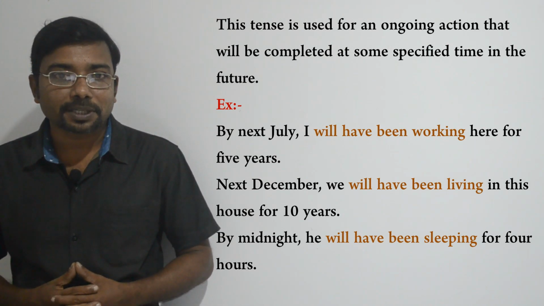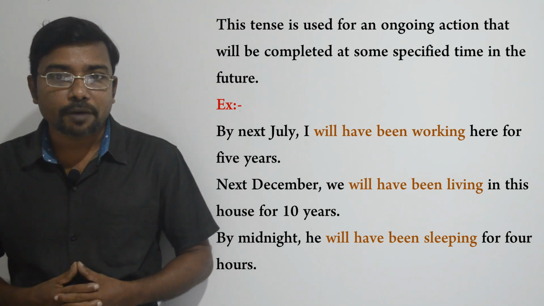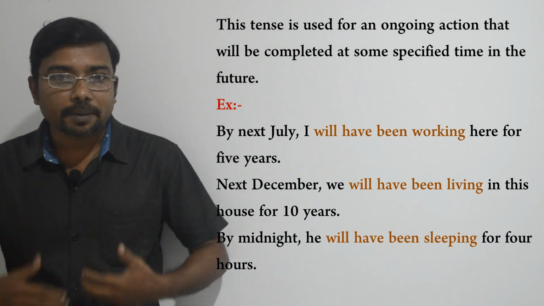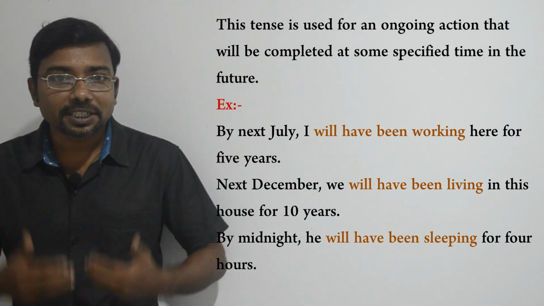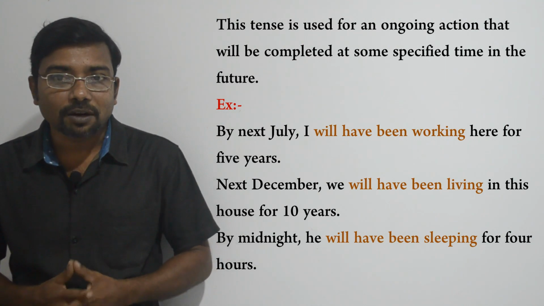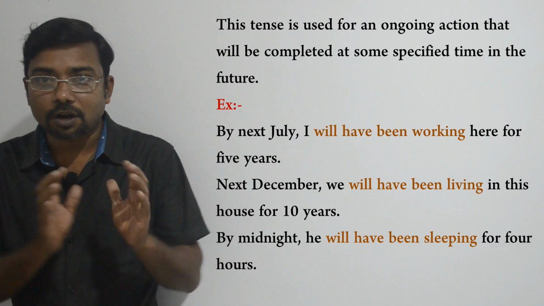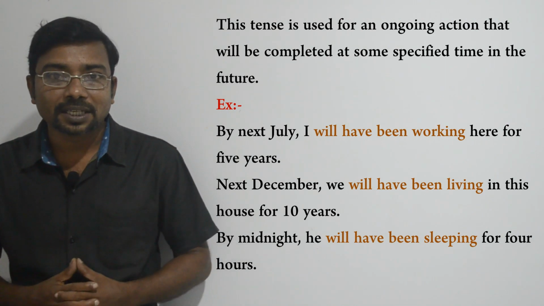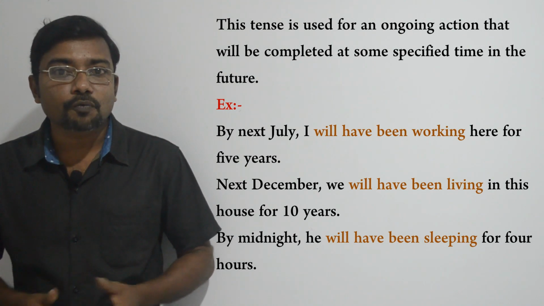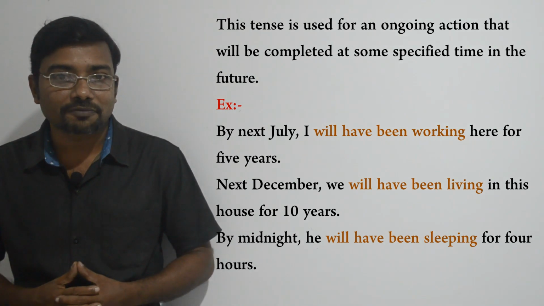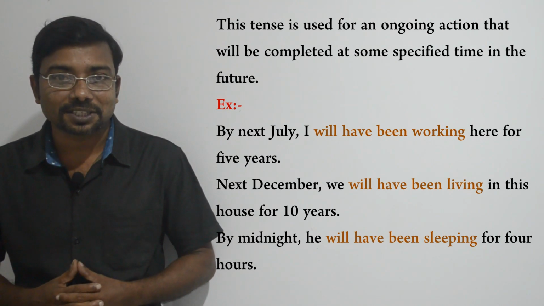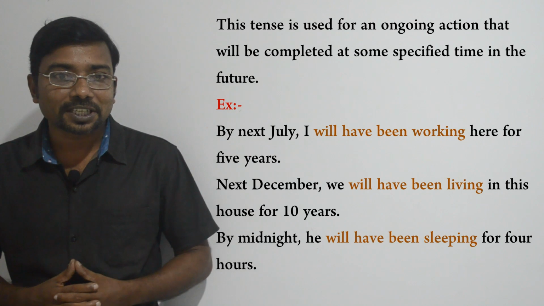Look at the first example. By next July, I will have been working here for 5 years. Okay, it talks about an ongoing action in the future, and it continues up until another point, by next July, and it also shows the duration of this ongoing action, for 5 years. Here we use the same structure: subject I, then will have been plus the verb present participle form working, to indicate the future perfect continuous tense.